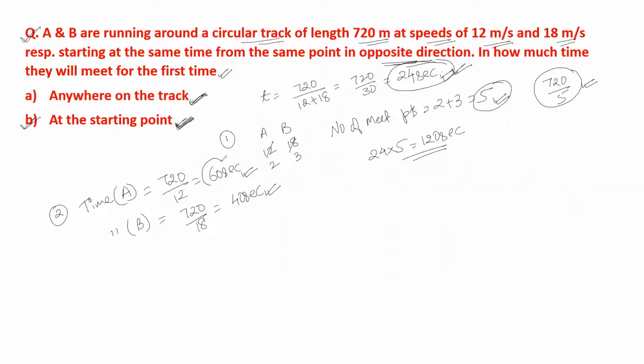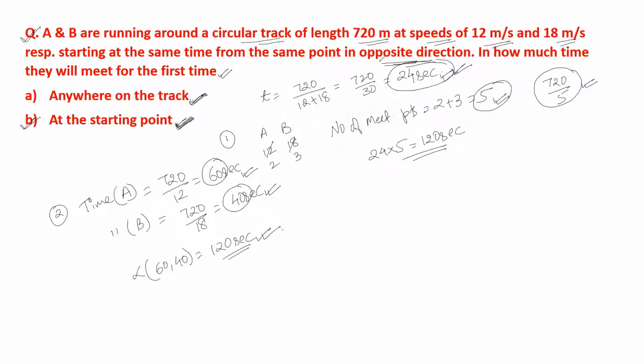So after every 40 seconds, B will be at the starting point. Now, if we take the LCM of this 60 and 40, we'll be getting that time for which A and B would be at the starting point. So the LCM of 60 and 40 would be simply 120.